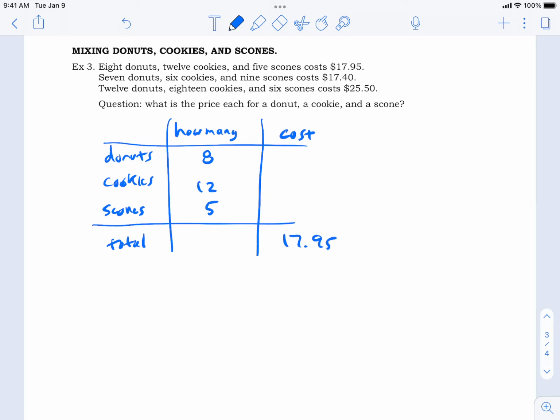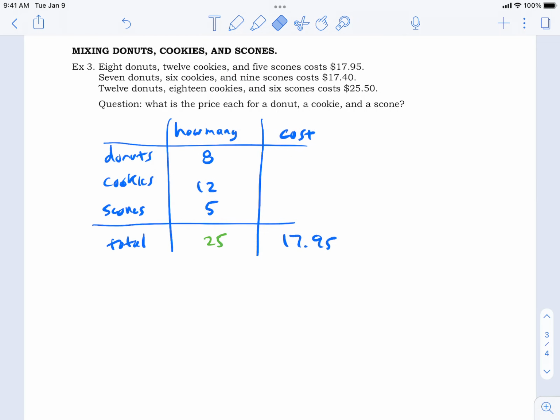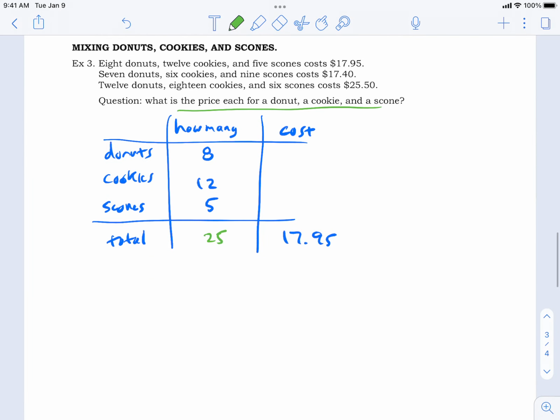Let's just look at what we've got here. What can I do with this table? I can fill it in the rest of the way, I suppose. 8 plus 12 is, okay, I got 25. That's something. Now, how do I get the cost here? I would have to take the price of the donut and multiply it by 8 because I'm buying 8 of them. So how am I going to do that if I don't know the price of the donut? Well, guess what? That's the question. In this case, the cost of the donut is what we're solving for, and the cost of the cookie and the cost of the scones.